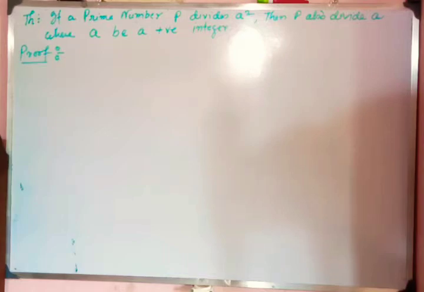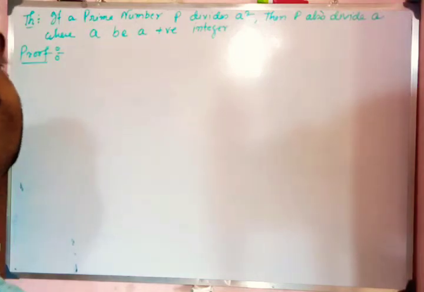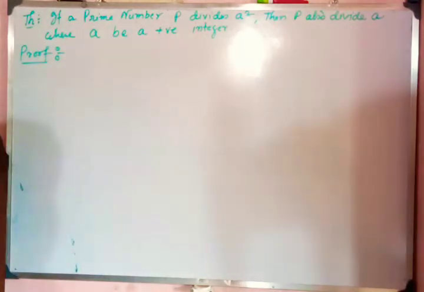Hope you can see from the board that I have written one theorem. The statement of the theorem is: if a prime number p divides a square, then p divides a, where a is a positive integer. Now we have to prove this.